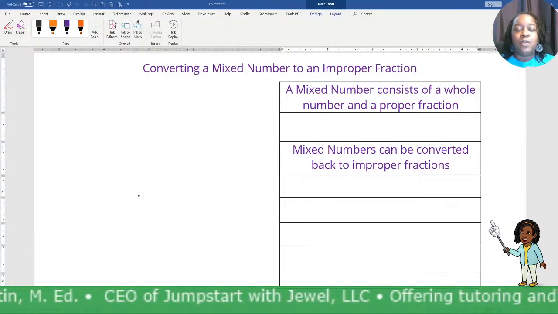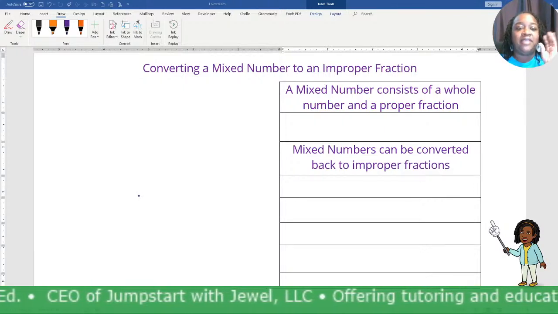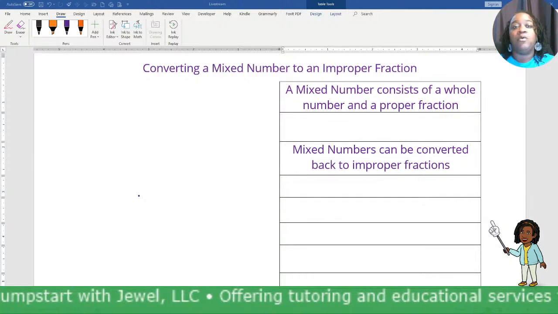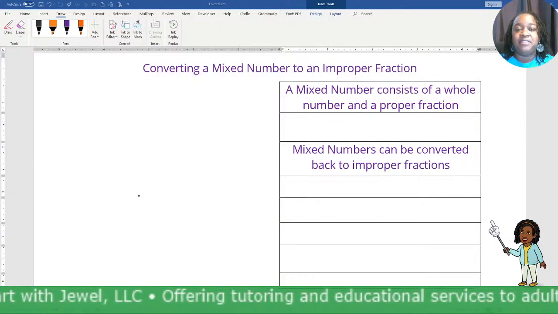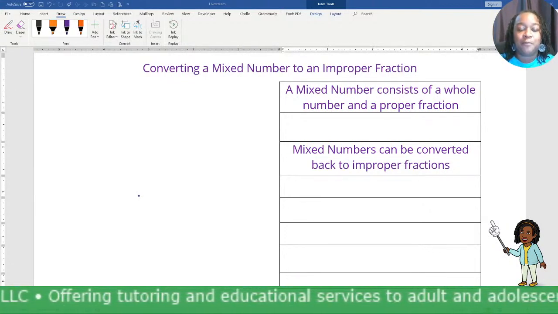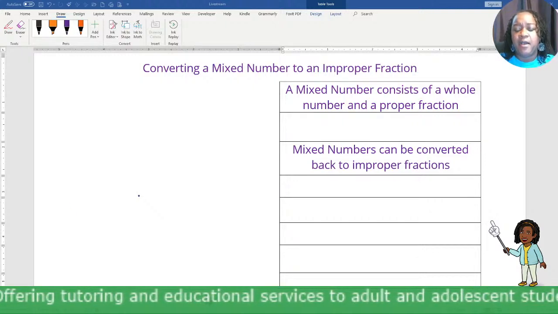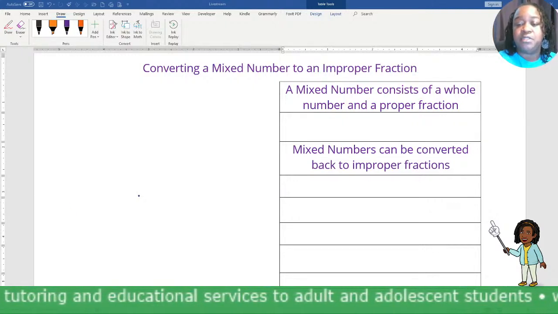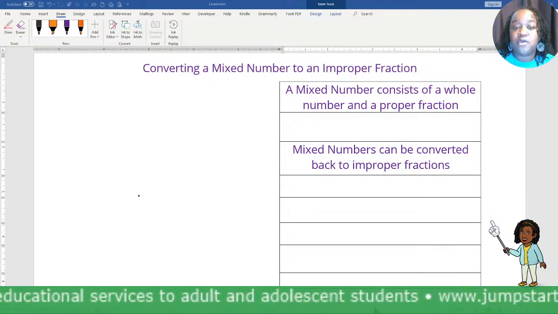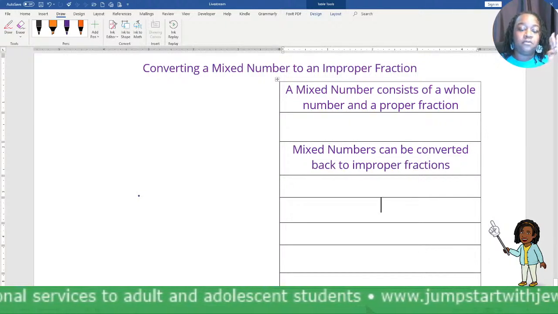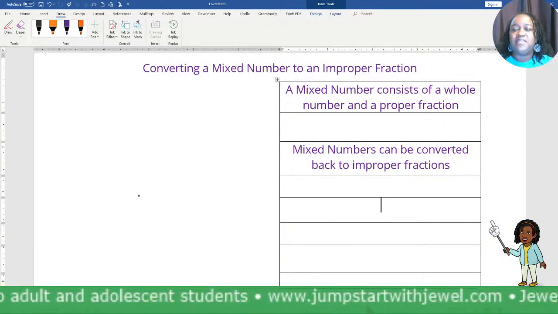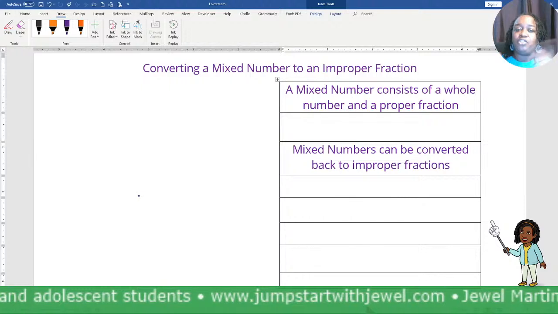Yesterday, we went over improper fractions and mixed numbers. We talked about what an improper fraction is, where the numerator is larger than the denominator, and the mixed number, which consists of a whole number and a proper fraction. Today, I'm going to show you how to convert the mixed number to an improper fraction. Yesterday we did the improper fraction to the mixed number, but I'm going to show you both today.